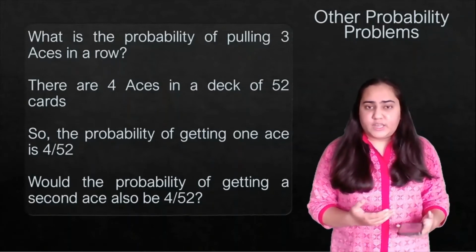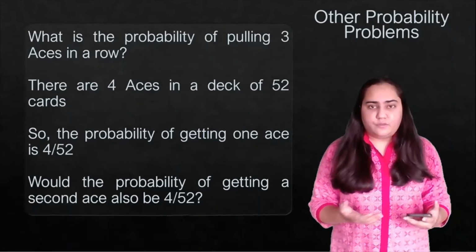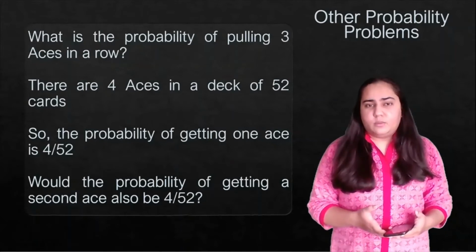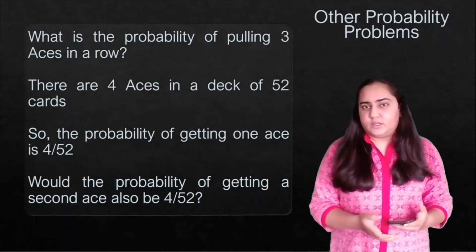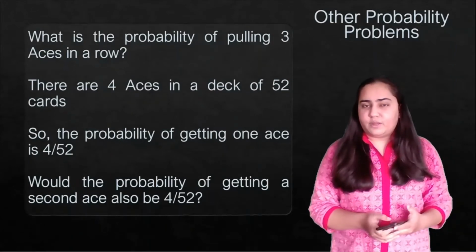The probability of getting one ace is 4 by 52 definitely. But what about the probability of getting a second ace after you've picked the first one? Would it still be 4 by 52?